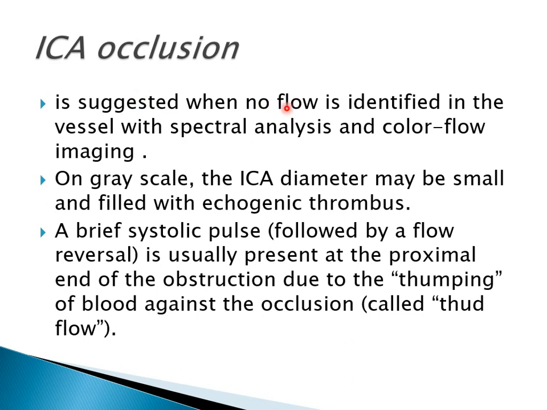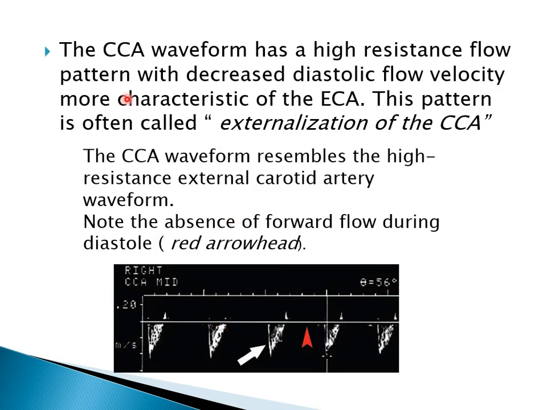Occlusion is suggested when no flow is identified within the vessel with spectral analysis and color flow imaging. On grayscale, the internal carotid diameter may be small or filled with echogenic thrombus. A brief systolic peak followed by a reversal is usually present at the proximal end of the obstruction due to thumping of the blood against the occlusion, called thud flow. This is common carotid occlusion of the internal carotid artery. This is on the color Doppler. We see the externalization of the spectral waveform of the common carotid artery.